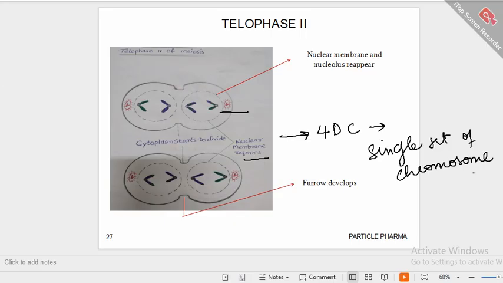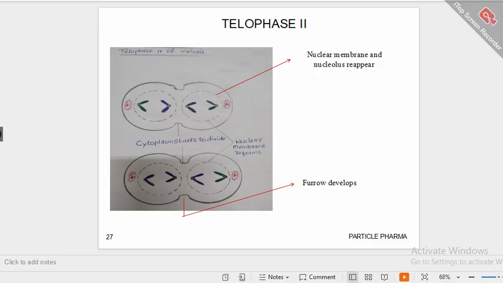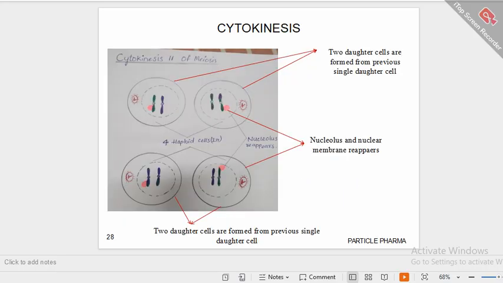So it leads to the formation of daughter cells, and it is the last stage of meiosis 2. So in cytokinesis, as we have known, two daughter cells are formed from the previous single daughter cell. So here two daughter cells are formed, here two daughter cells are formed. A total of four daughter cells are formed which are genetically diverse, which I have already discussed. And the nucleolus and nuclear membrane will again reappear. Sorry, it's a mistake here. The nuclear membrane is this one. And the nucleolus, so they will start to reappear.